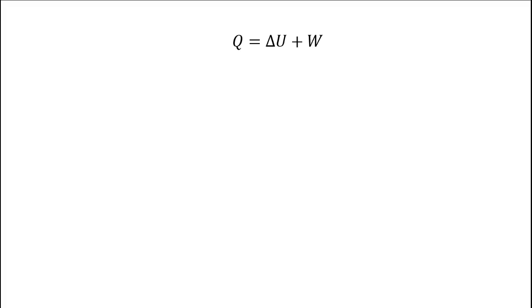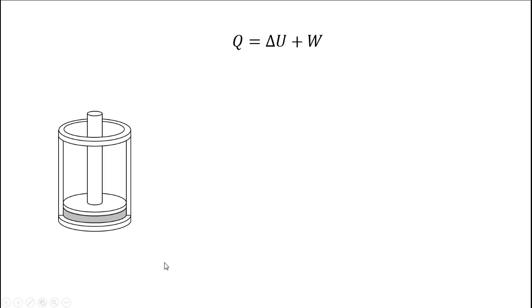In this video, we're going to look at a few different types of processes that can occur. In every single process, the first law of thermodynamics applies. This is a law. It is broadly applicable, and it applies in every scenario that we can imagine. So first, consider a piston.